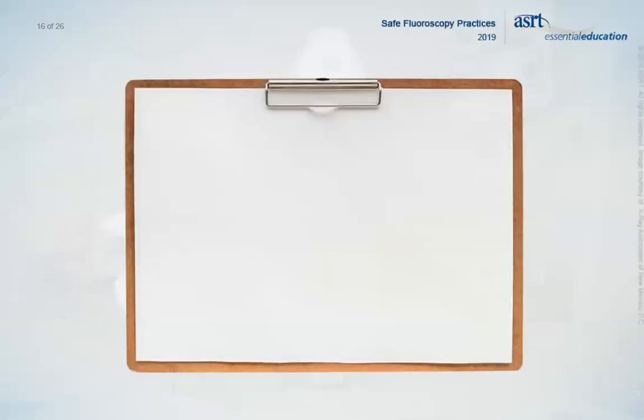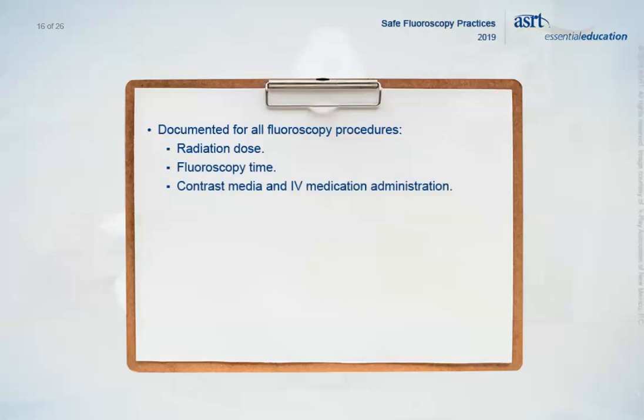To ensure quality of care and maintain legal standards of care, the following items should be documented for all fluoroscopy procedures: radiation dose, fluoroscopy time, contrast media and IV medication administration, immobilization techniques, safety measures, and catheter insertion and removal. All personnel should participate in documentation to enhance communication, reduce risks, and improve patient care.